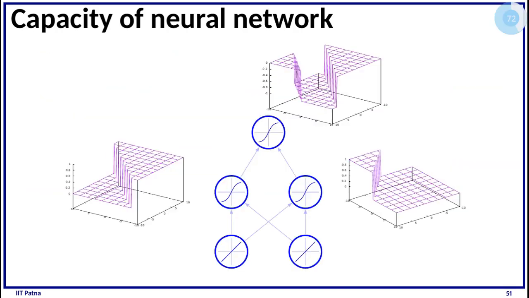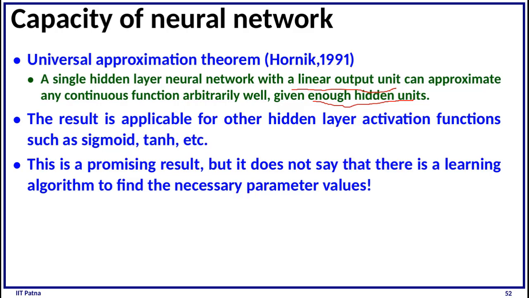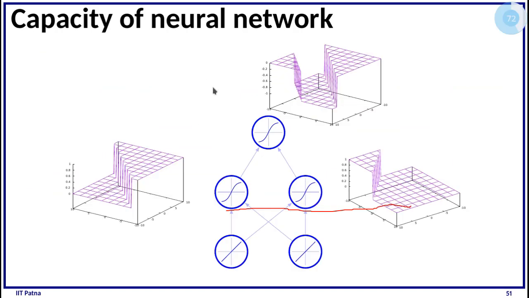So if I have enough hidden units in a single layer, then I can map any function arbitrarily well. So this is an important theorem. Effectively it means that I can map to any function. So if a function is given which is denoted by a complex region on a given space, still I'll be able to represent it using enough neurons.